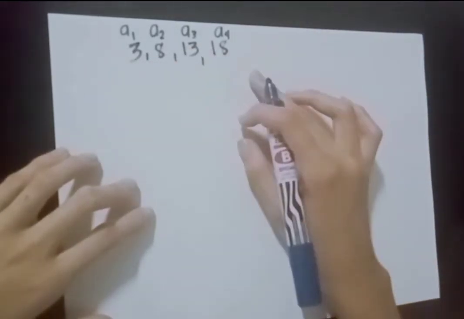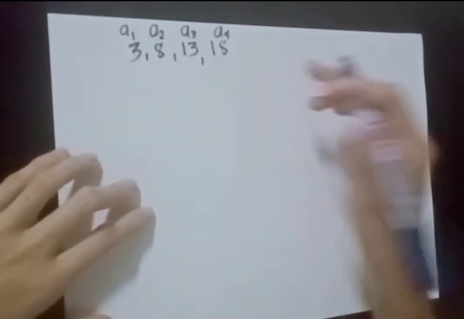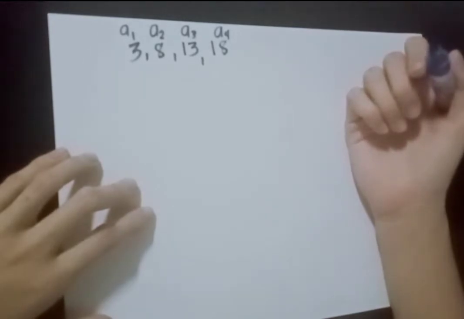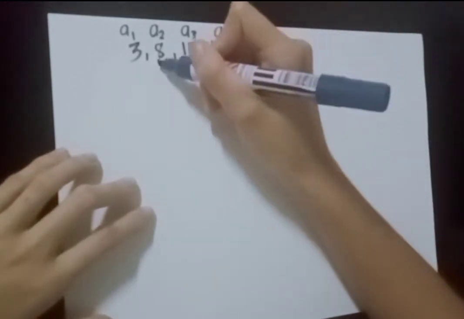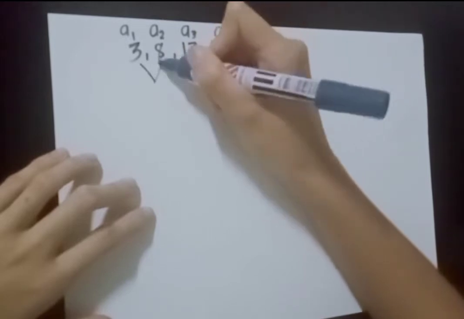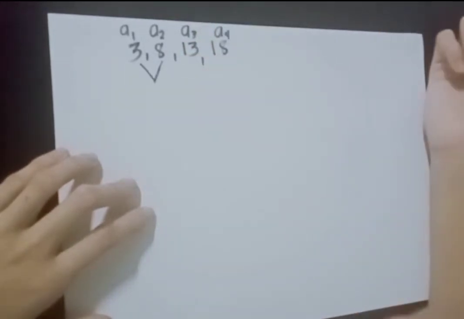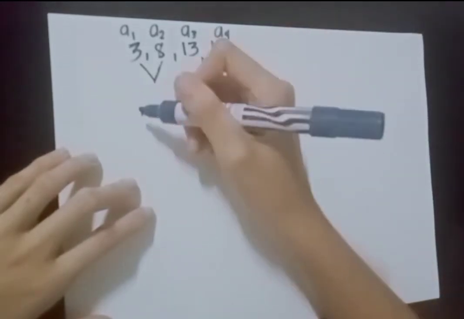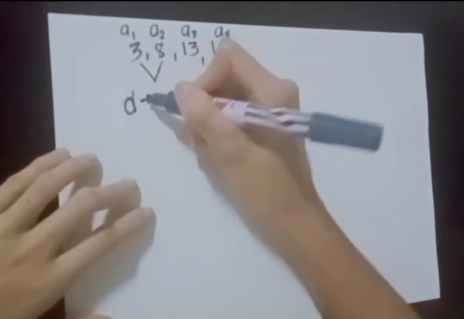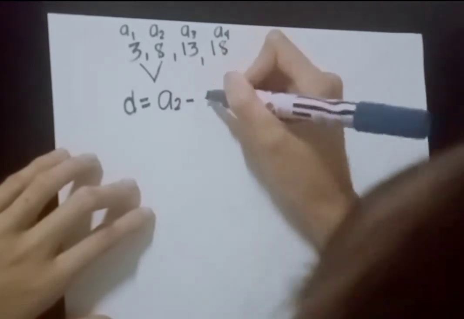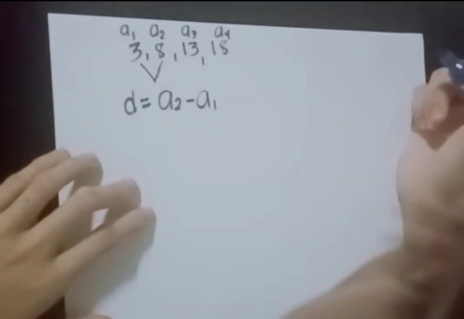All of these have a common number, which you add to get the next term. In getting the fixed number, or the common difference, we subtract the preceding term from the previous term, or we use the formula d, the common difference, equals a sub 2, the second term, minus a sub 1, the first term.